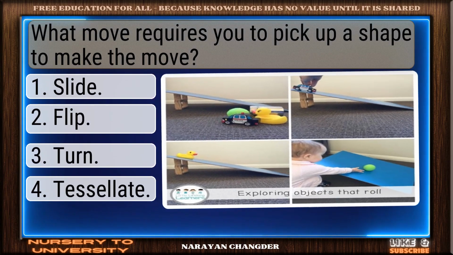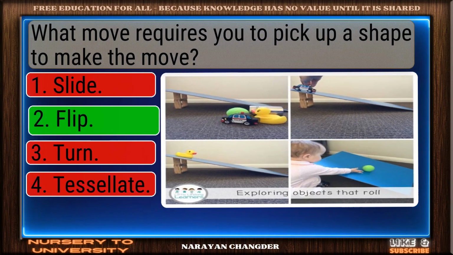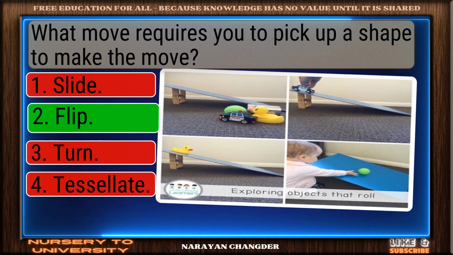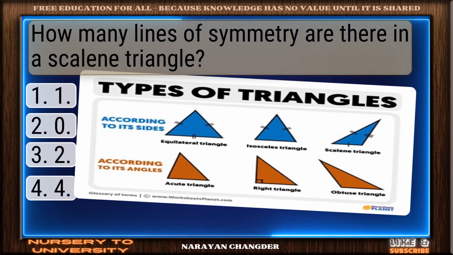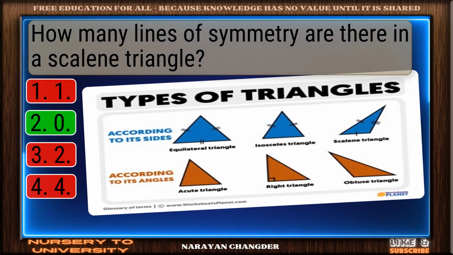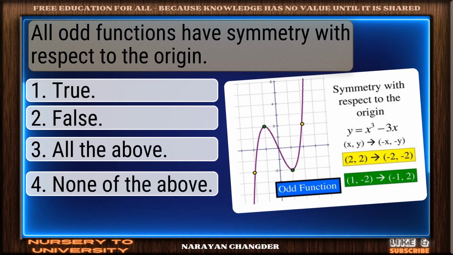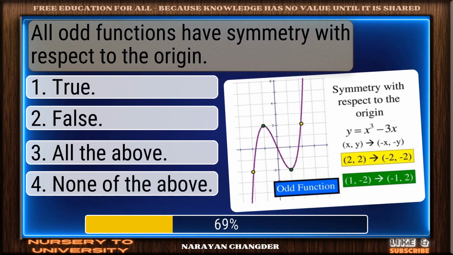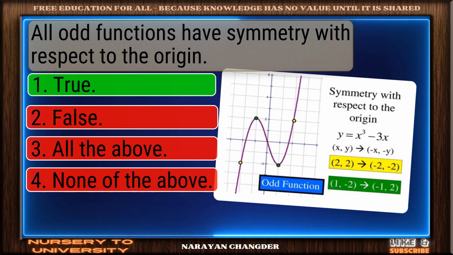What move requires you to pick up a shape to make the move? Correct response. Flip is the most accurate answer. How many lines of symmetry are there in a scalene triangle? Great thinking. Zero is the right choice. All odd functions have symmetry with respect to the origin. Nicely done. True is a solid answer.